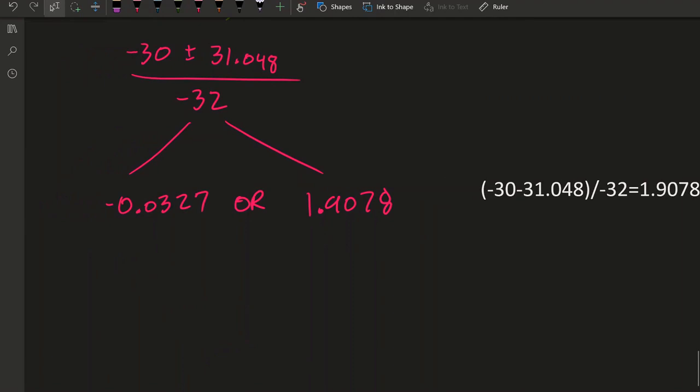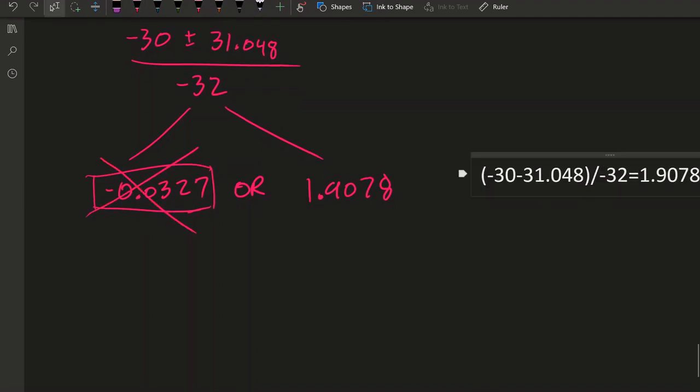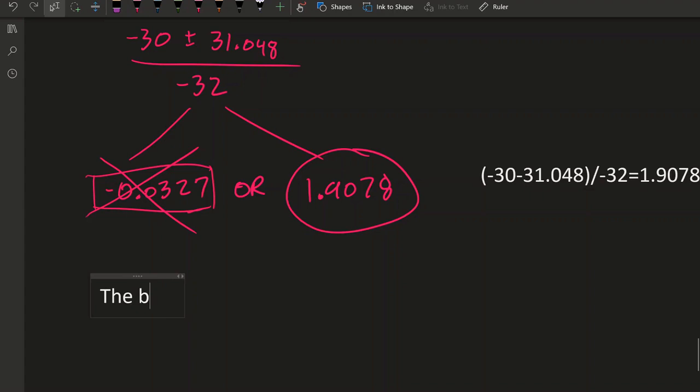Now, the question was, if the juggler throws the ball, how long is the ball in the air? Looking at these two solutions, we have something weird going on here. Either 1.9078 seconds or negative 0.0327 seconds. This is weird because that means the ball would have been in the air for negative seconds, and this is a real world problem. You can't be in the air for negative seconds, so that's not correct. That means this one right here is the correct answer. We would answer in words: the ball is in the air for 1.9078 seconds.